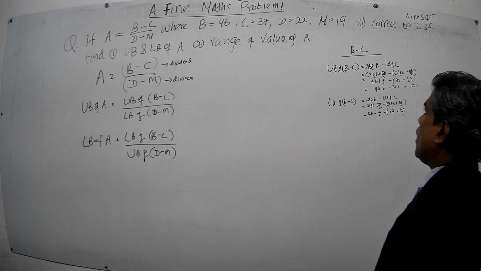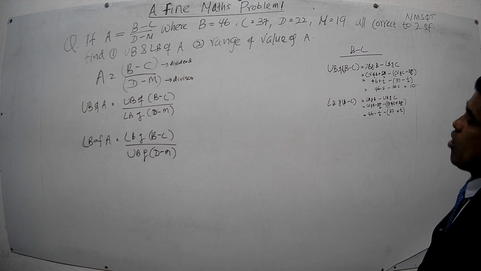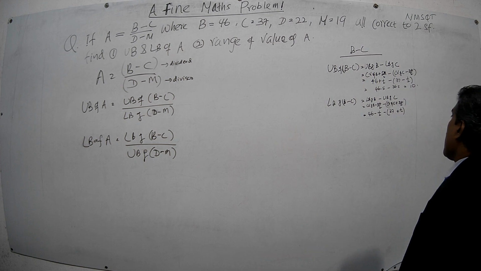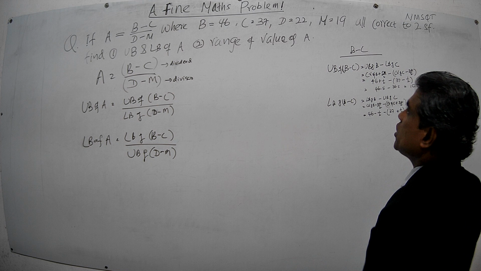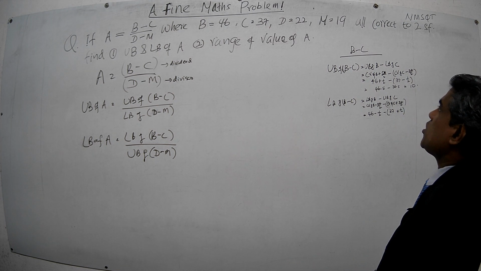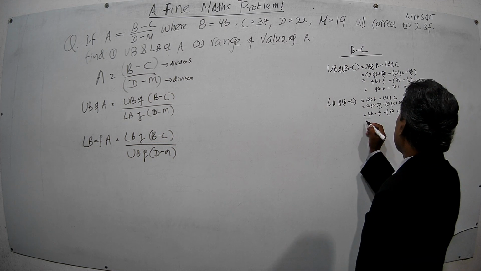There's a special video on how to find upper bound and lower bound of numbers corrected to significant figures. Go and watch that. You will get a very good understanding of how to choose the degree of accuracy to be applied in the upper bound and lower bound formula when the numbers have been given corrected to significant figures, right? Okay, now come to this one.